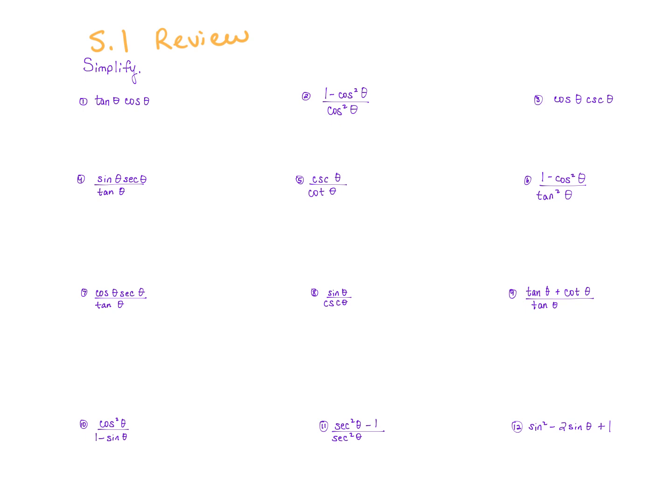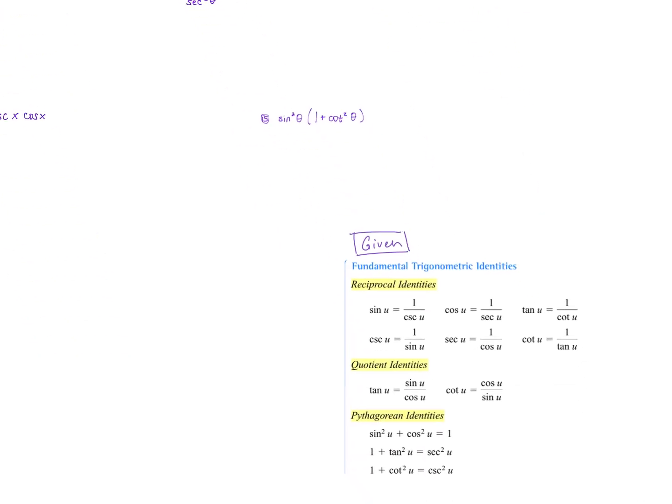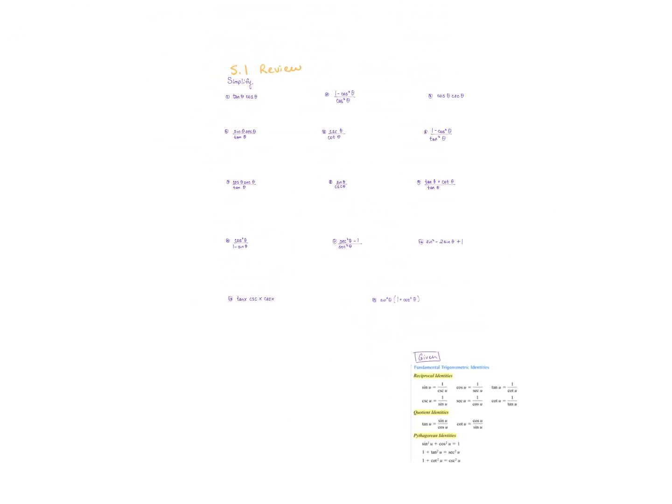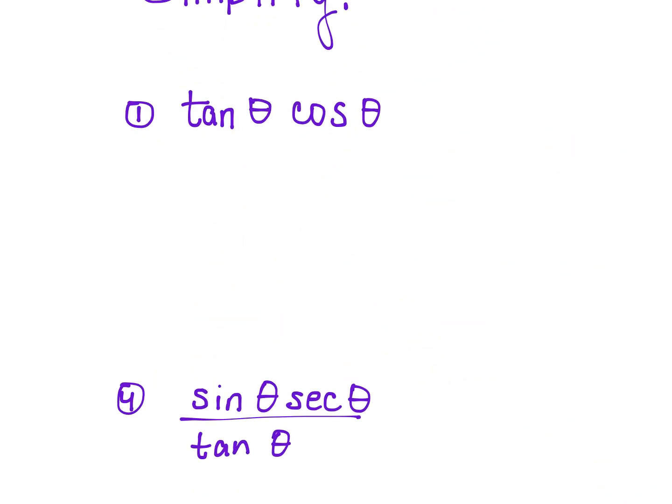I'm going to do a few together. But I do want to point out that I'm going to give you all of the identities. So I'll give you the reciprocal identities on the quiz tomorrow, the quotient identities, and the Pythagorean identities. So you'll get all of these. So let's start with number 1.